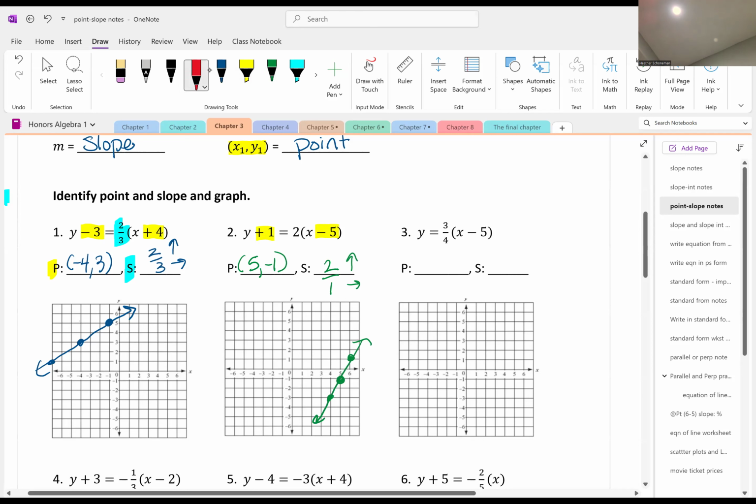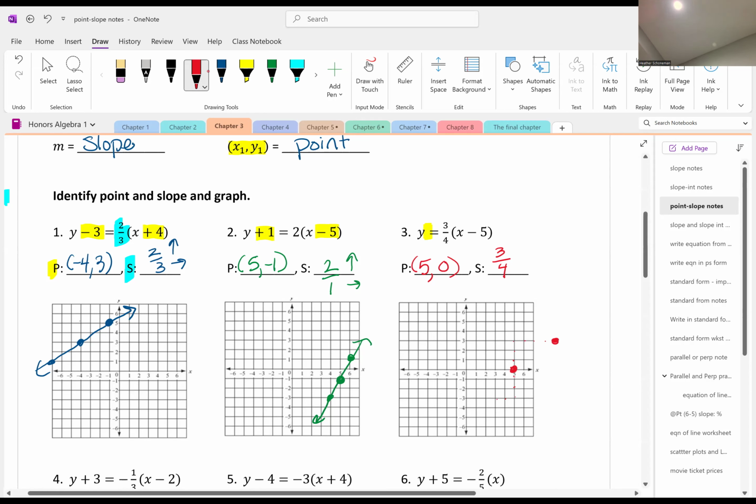Okay, number 3. The slope's easy, 3/4. The point, you're like, well, I know it's got to be +5, but if we look, there is nothing added or subtracted to that y, so this point is just going to be (5, 0). And (5, 0) is on the x-axis, and then we'll use our slope, 1, 2, 3, 1, 2, 3, 4. That didn't really fit, but that's okay. We can go the opposite way down to the left. 1, 2, 3, 1, 2, 3.